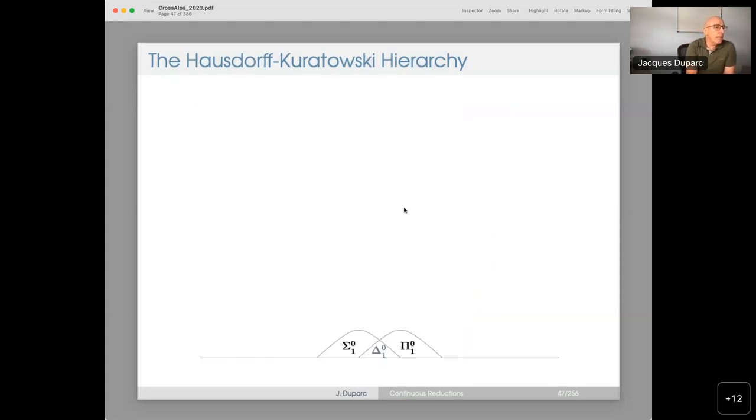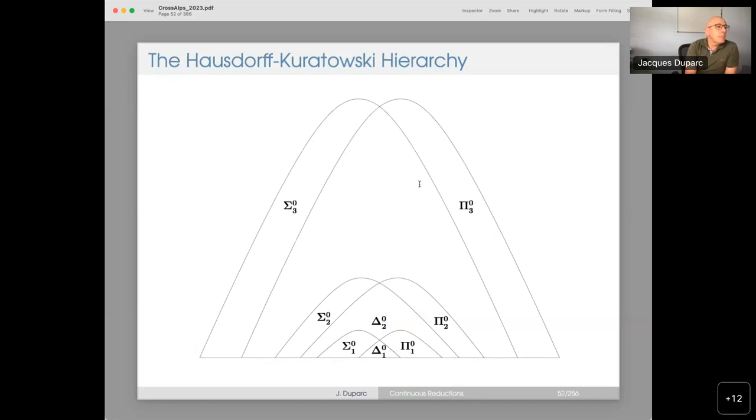Okay, so now it looks like this. You got Sigma 0 2, Pi 0 2. And how many classes do you have? Well, the Delta 0 2 level, the class of Delta 0 2 subsets of the Cantor space, will be sliced down, so to speak, into omega 1 many Hausdorff-Kuratowski classes. So omega 1 many levels for this Hausdorff-Kuratowski hierarchy. If I keep on going further up, at the level Sigma 0 3, Pi 0 3, I will have another omega 1 many levels. So omega 1 plus omega 1, omega 1 multiplied by 2.